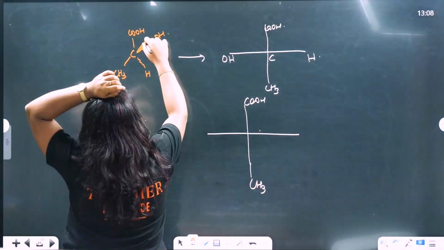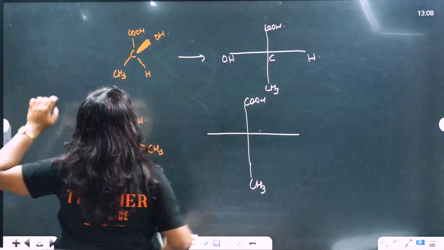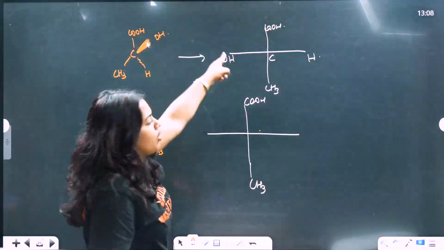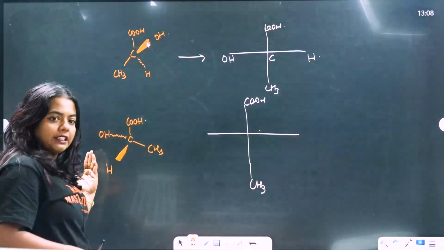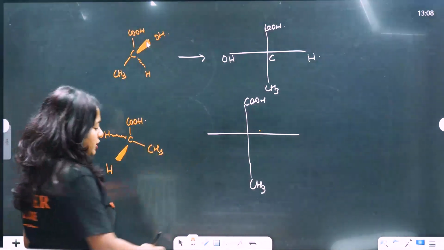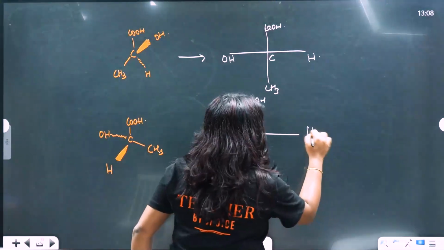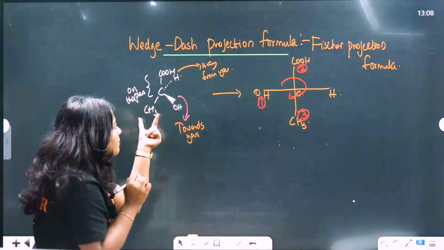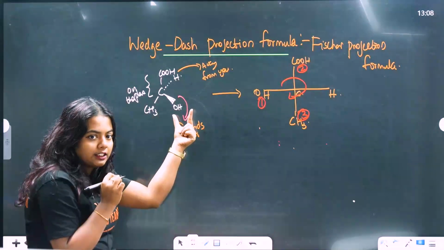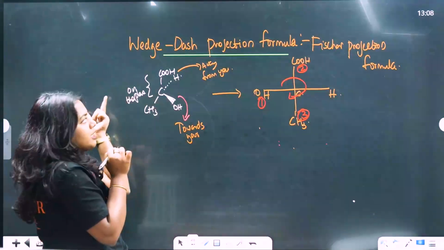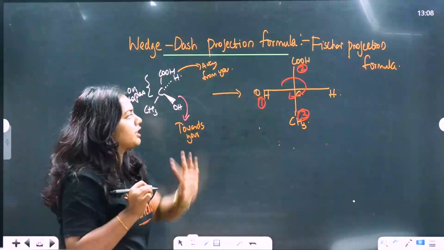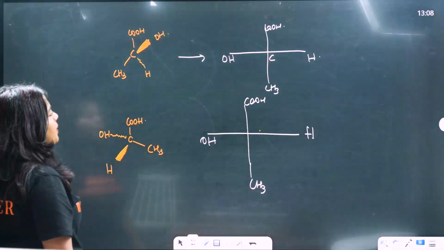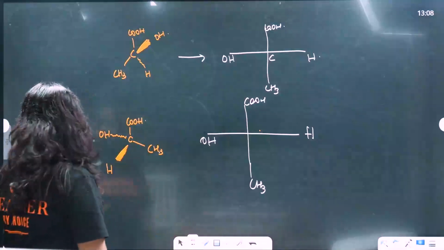I am considering the wedge, not the dash. The wedge is on this side, so we have to give the hydrogen to the opposite side. So just consider that and write it down. Here also the same thing. See here, the wedge next to the CH3 was OH, so that OH comes under this side, and you can write it like this. So this is the easy way to write down this particular Fisher formula whenever they give you some compounds.